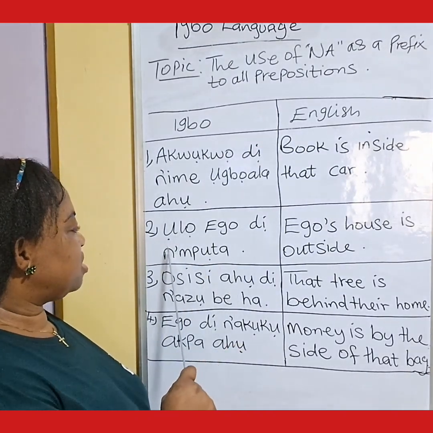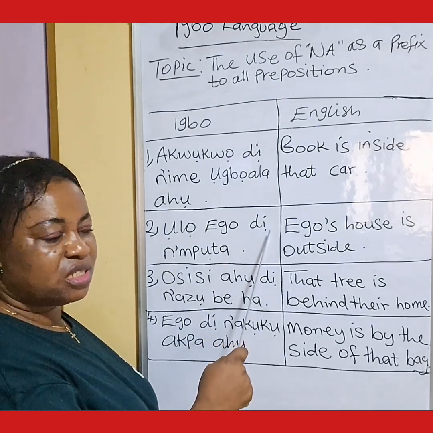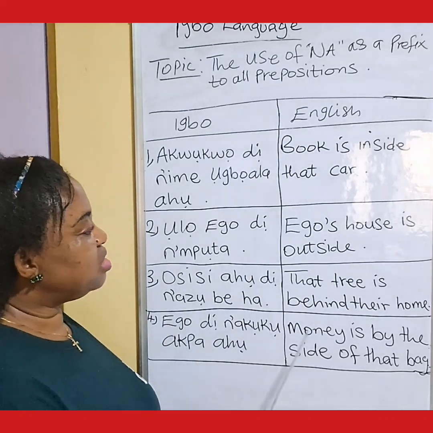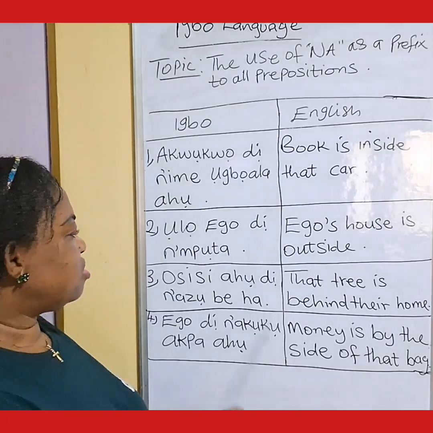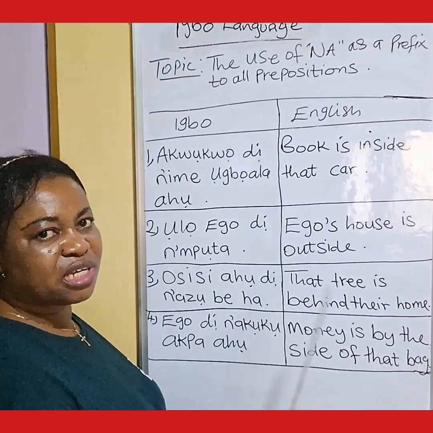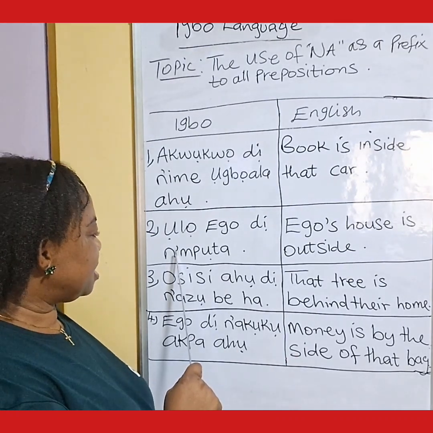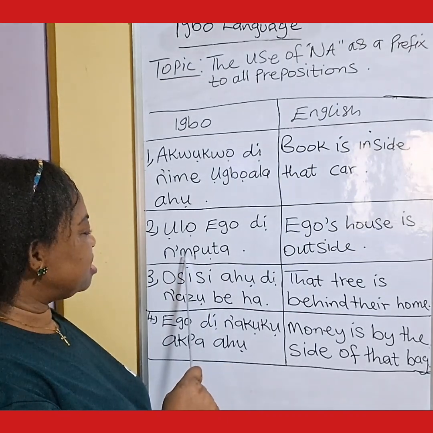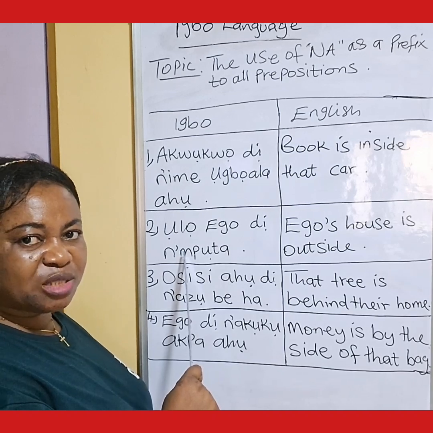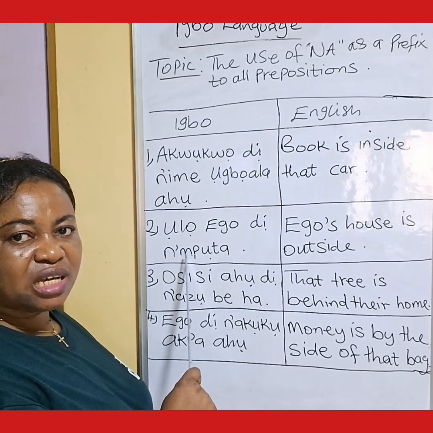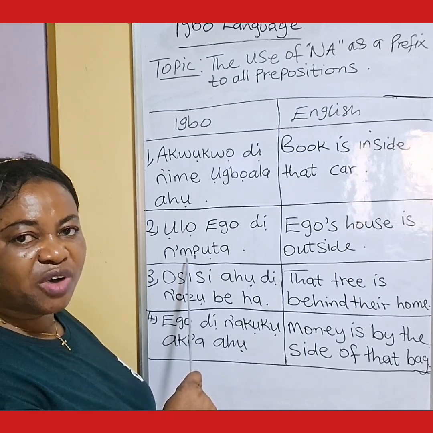Ụlọ ego dị na mpụta. Class, repeat after me: ụlọ ego dị na mpụta. Meaning, Ego's house is outside. We have learnt about na mpụta, meaning outside, in our previous lesson. If you look into this na mpụta, you will find out that this is letter M. Me in Igbo. Remember, we said that me and the ni work as a vowel in Igbo. We call them Yirudume, vowel alike.